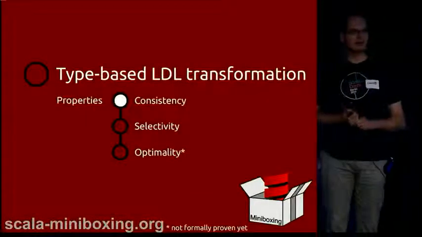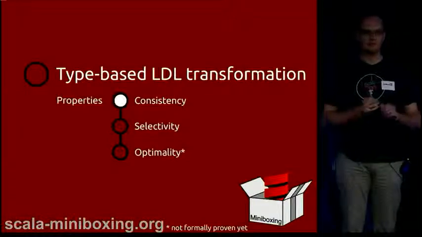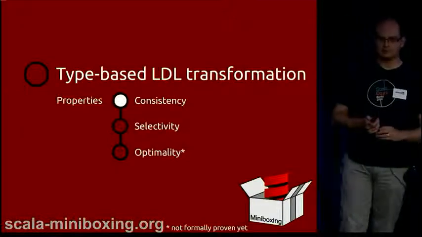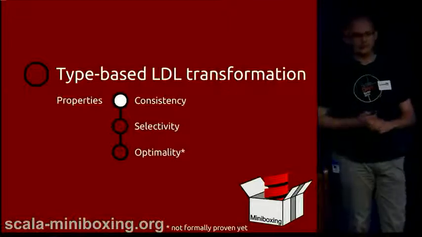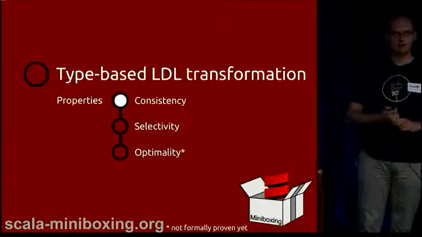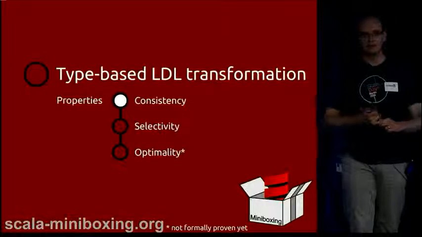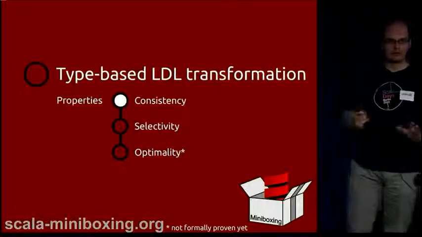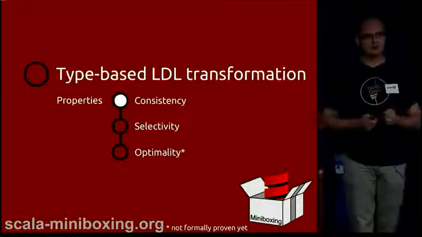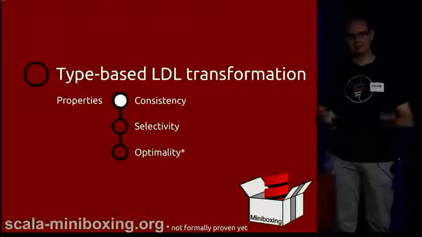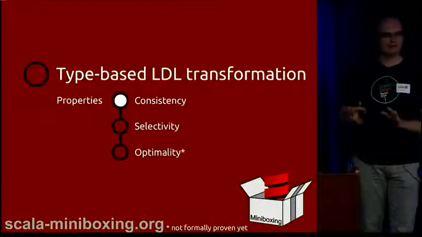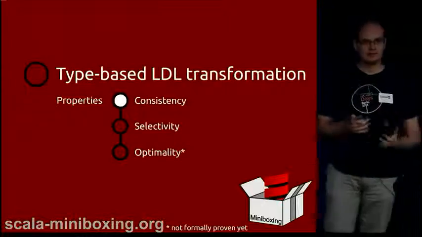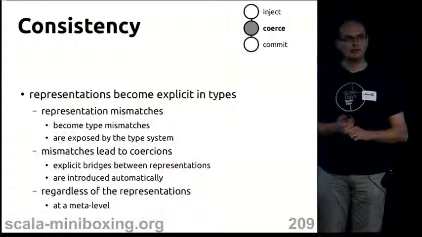Okay, so based on this type-driven transformation, let's see some of its properties. The three of them I highlight here are consistency, selectivity, and optimality, which, by the way, we did not yet prove formally, so it should be proven formally to state it, but we have reasons to believe this is optimal in the way it translates the code. So, consistency.